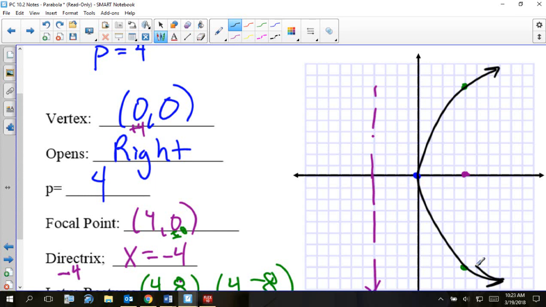You guys should know what a parabola looks like by now when you're in pre-calc. You've done it for a few years. It should look like a parabola, not an E. Okay.